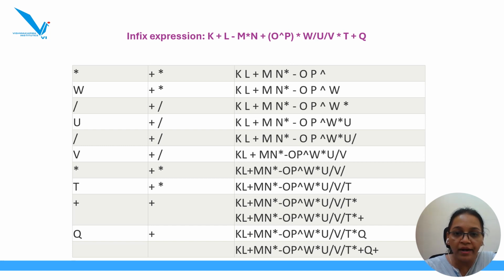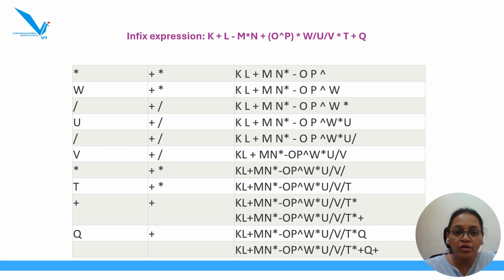Then comes W. It is an operand. Put it onto the postfix expression. Then comes division. Okay. The stack contains plus and star and then division is coming. Now division has the same precedence as that of a star. So you have to check its associativity. It is left associative. So you have to pop the multiplication and add it to the expression, and then you have to again check plus. Plus is lower, division is higher, so push it.